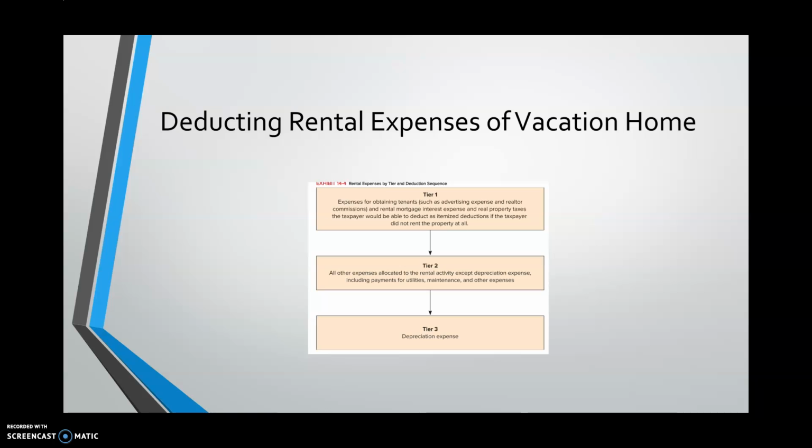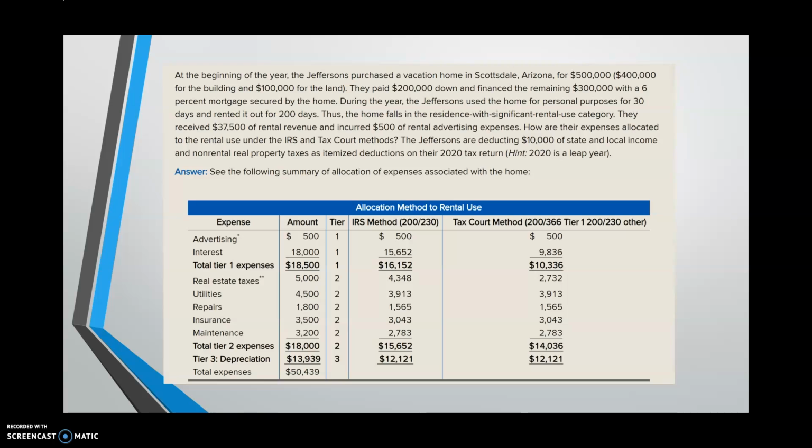So to further expand on rental expenses, it talks about the different tiers that are needed, and deductions are based on these tiers related to the rental expenses, followed by the deduction sequences. Exhibit 14-12 actually does a really great job in giving a good example of the allocation for the rental use. So it breaks down, as you see here, the different expenses that might be used. It gives what tier they would be in. So you have these in tier 1, this section is tier 2, and then tier 3 is going to be depreciation.